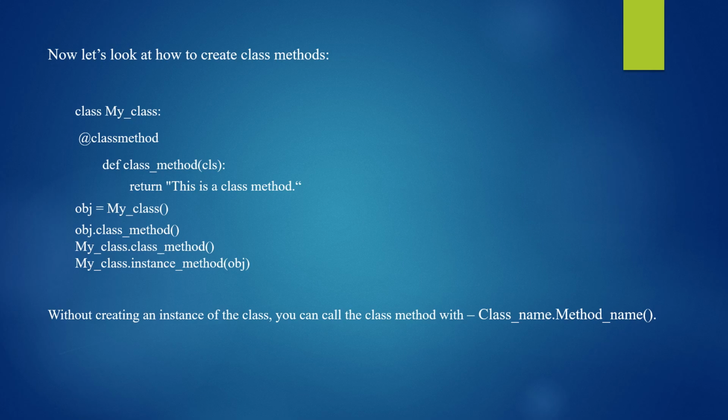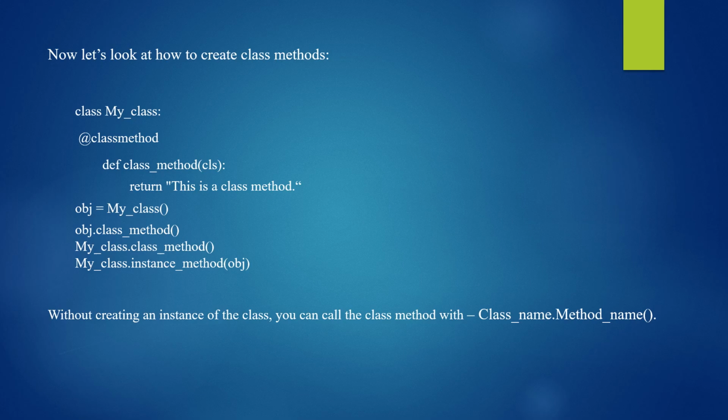But this is not possible with an instance method, where we have to create an instance of the class in order to call instance methods. Let's see what happens when we try to call the instance method directly. Here we get an error which tells us the instance method is missing one required positional argument: self.